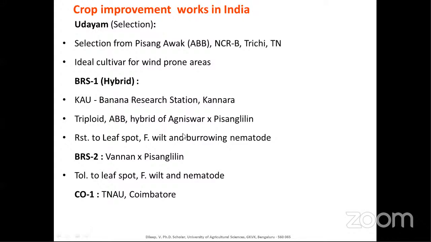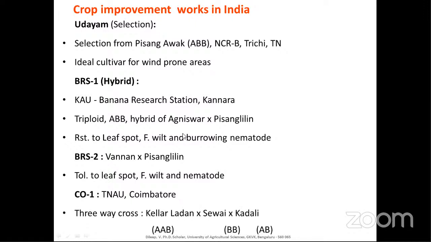CO1 is a three-way cross, that means a double cross. One is a hybrid, and another parent is crossed with that hybrid. It is a cross of Kaveri Ladan, which is AAB, and this cultivar Sevai, actually Musa balbisiana, that is BB. And Kadali, that is AB. So first Kaveri Ladan and Musa balbisiana were crossed, and the F1 obtained was then crossed again with Kadali, another cultivar. The resultant was CO1. In this way CO1 was developed.